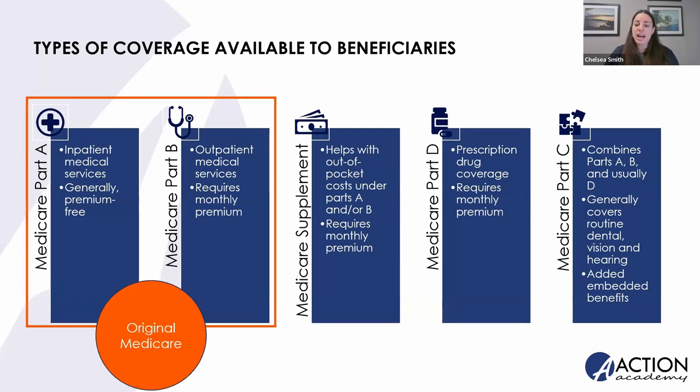Back on July 30th, 1965, President Lyndon B. Johnson signs the Medicare and Medicaid Act into law. The law established Medicare Part A to cover inpatient services, so think things like hospital stays, skilled nursing facilities, stuff like that. And Part B to cover outpatient services, so think going to your PCP, going to your doctor, going to a specialist, getting preventative care, stuff like that. Medicare is available to everyone who's 65 and older, those who have certain disabilities, or those who have end-stage renal disease, or you might hear it in shorthand as ESRD.